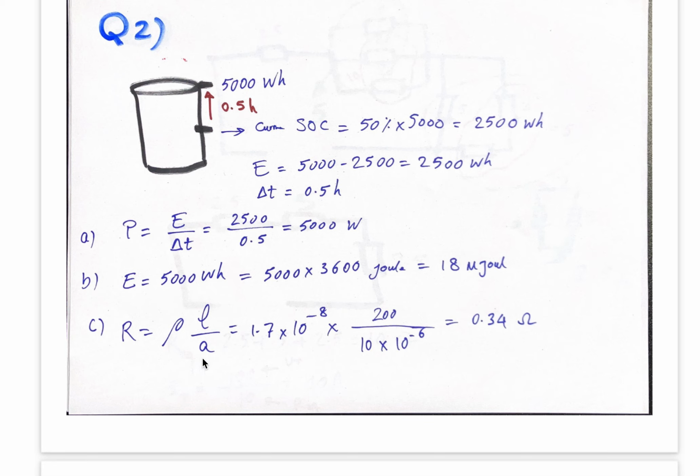The cross-sectional area is usually given in millimeter square. 10 millimeter square is what we got in this question. You need to convert it to meter square. That means you need to multiply this by 10 to power negative 6. You know, each milli equals 10 to power negative 3, but millimeter square is like 10 to power negative 3 square. So that is 10 to power negative 6.